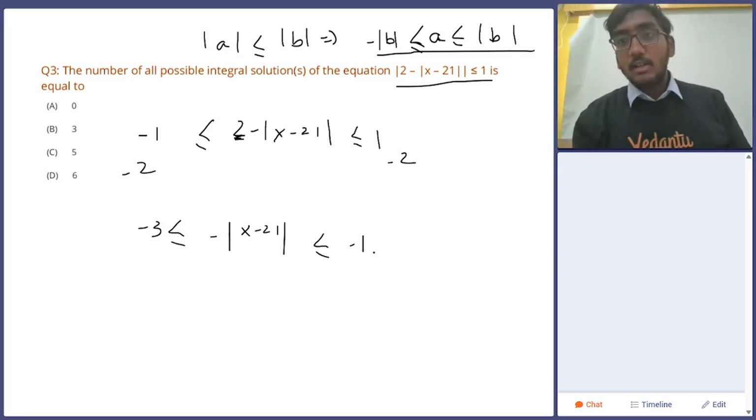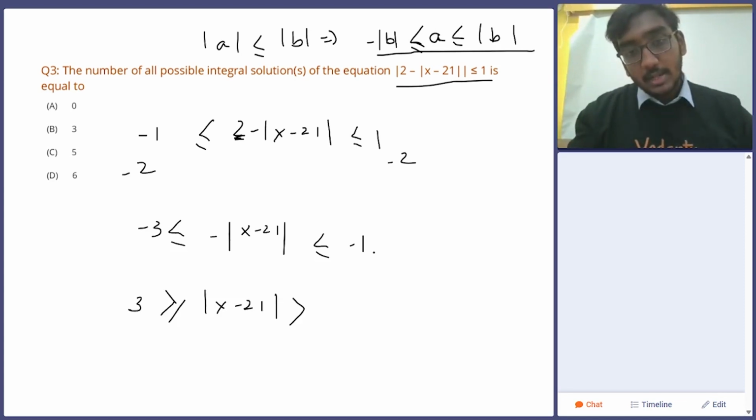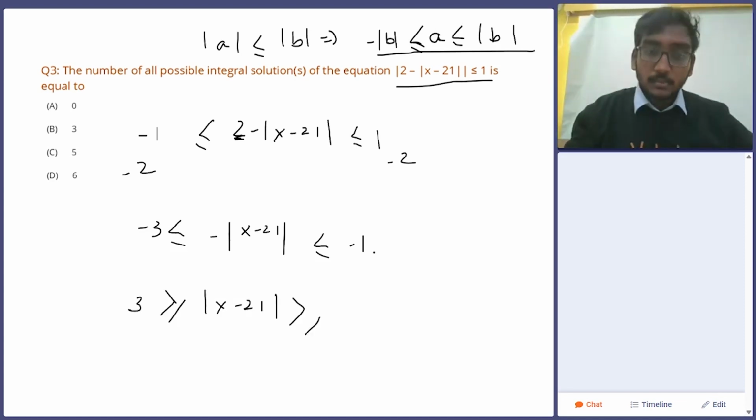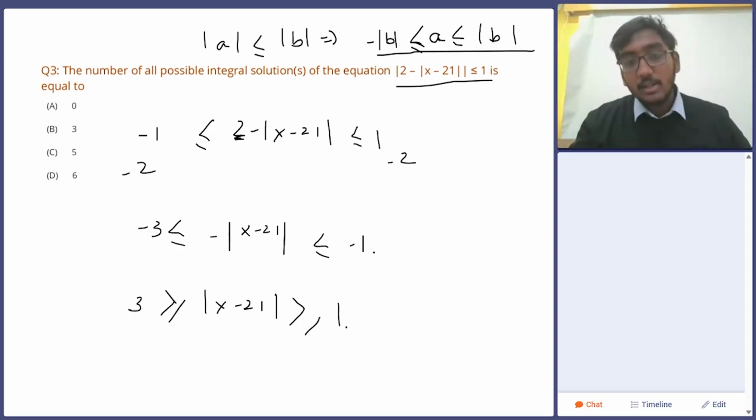Whenever you multiply an inequality with a negative sign, the inequality will get reversed. So this will become greater than or equal to, and this will become the reverse as well. This is the expression we will be getting. So basically we have two different inequalities, and we have to solve this.